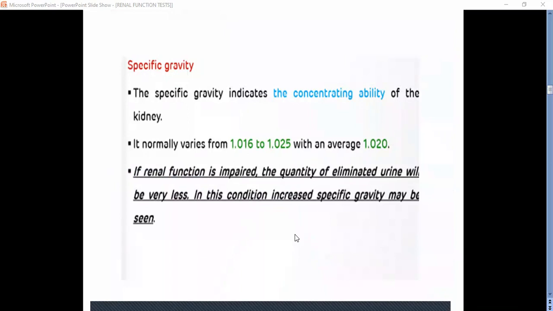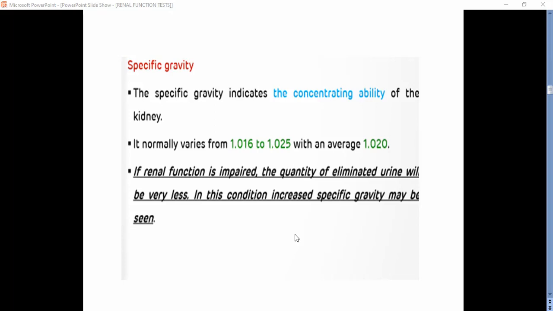Specific gravity indicates the concentrating ability of the urine, that is, how concentrated the urine is over a period of time. Normally it varies from 1.016 to 1.025 with an average of 1.020. If renal function is impaired, the quantity of eliminated urine will be very small. In this condition, increased specific gravity may be seen. It indicates that if the urine output is less, there is accumulation of a large number of solutes in a smaller amount of urine, which leads to an increase of specific gravity.